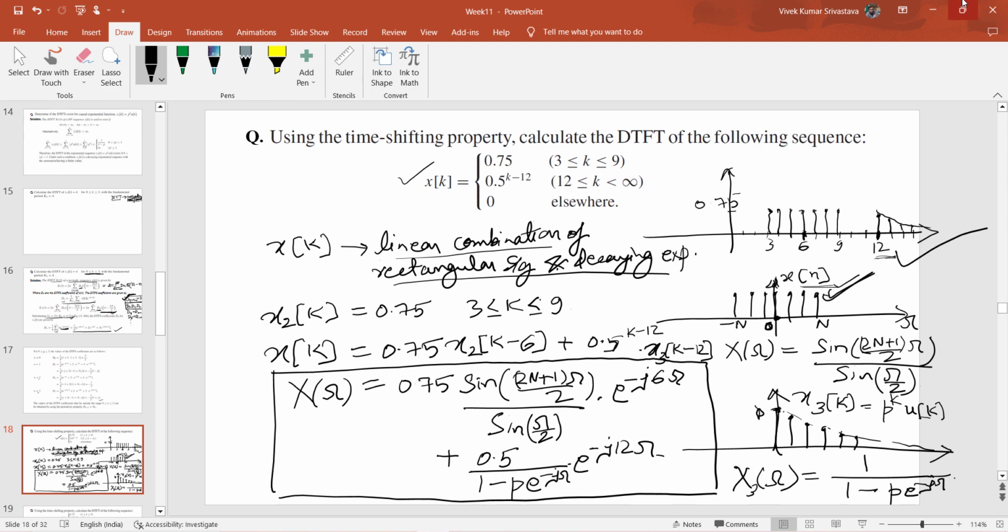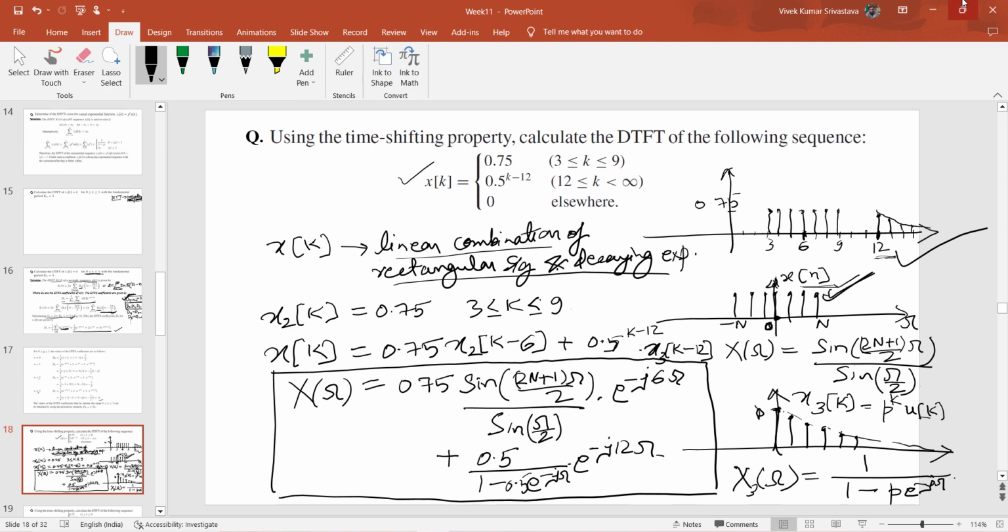Okay, so any doubt in this problem? Here this p should be 0.5. Any doubt?